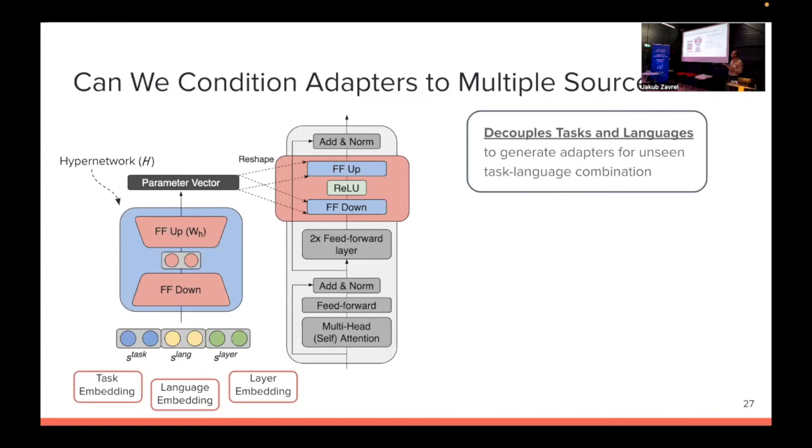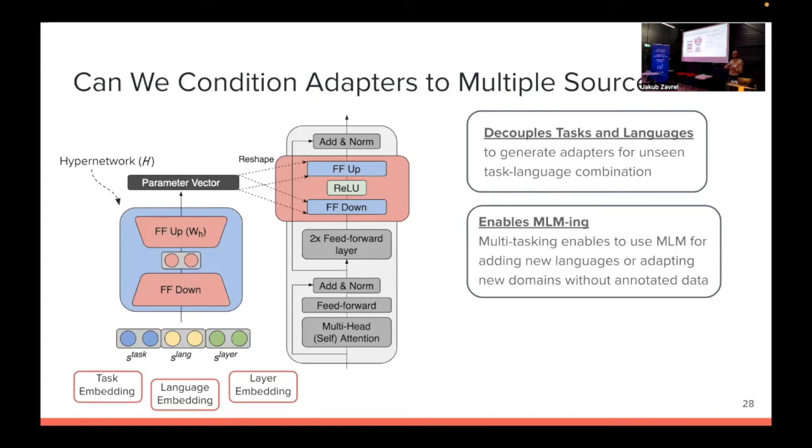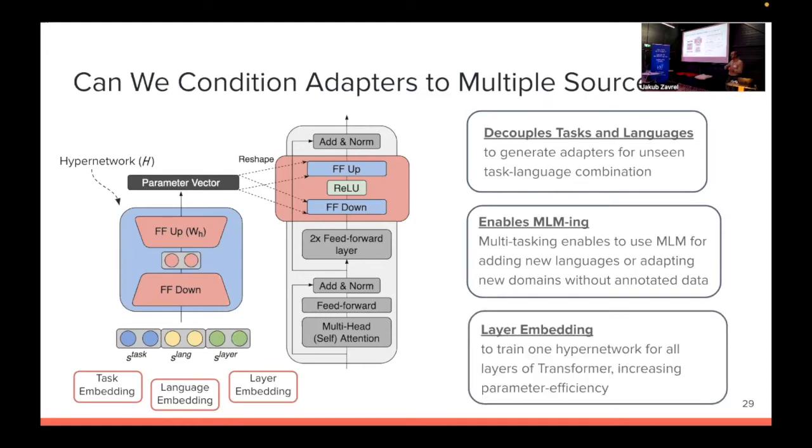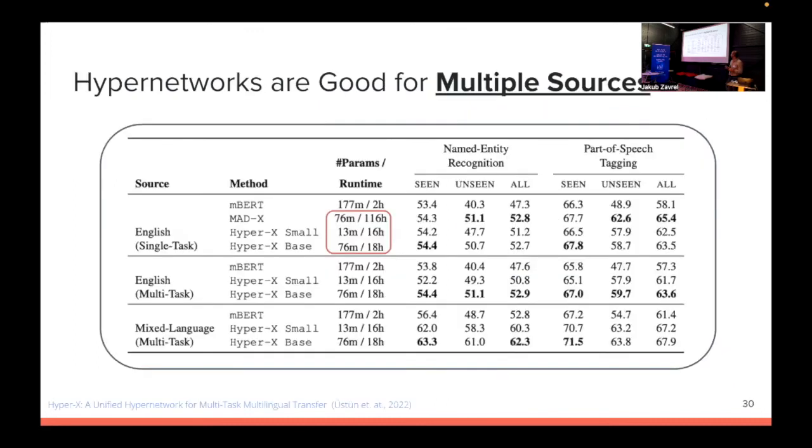Also, we can add MLM like MAD-X. We can add another language with MLM. Also, just to increase the efficiency a little bit more, we can add a layer ID. And for each layer, we can use only one hypernetwork for the full model. So there are lots of numbers. And I think the short story is that it performs very well, almost as good as state of the art, but trains so much faster, is computationally more efficient, and it works in the mixed language and task setup, which the other models cannot handle.